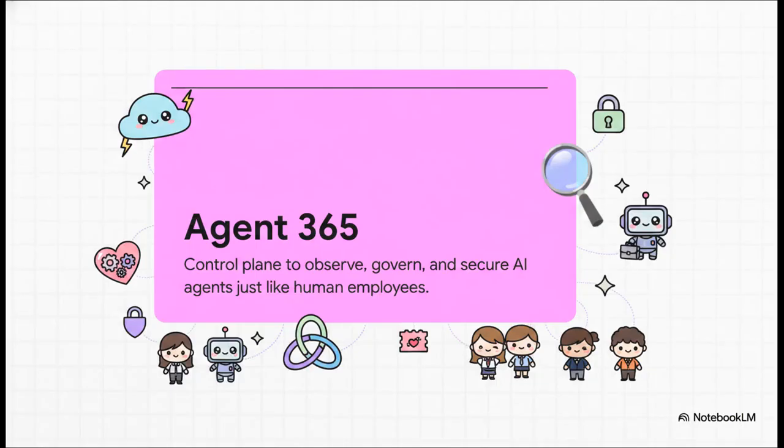Which brings us to the ultimate solution to the AI governance problem. Agent 365 is basically a brand new IT superpower. It provides a unified control plane that extends your existing Microsoft 365 infrastructure, allowing you to observe, govern, and heavily secure every single AI agent exactly the same way you manage your human employees. The absolute brilliance here is that you don't need to purchase and integrate a totally separate, complex, siloed platform just for AI management. All the visibility and control you need is right there in the centralized environment you already use and trust every single day.